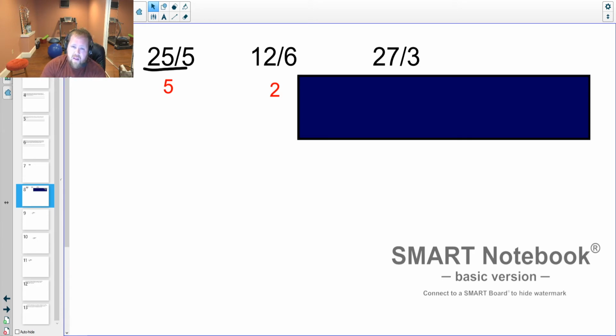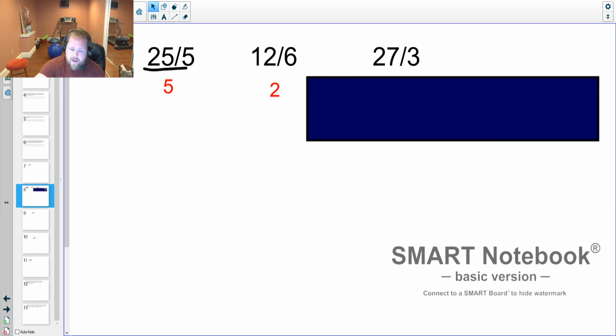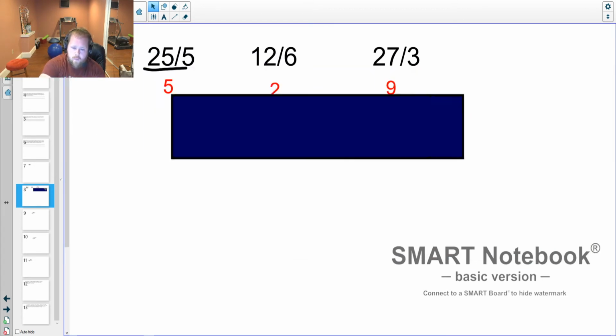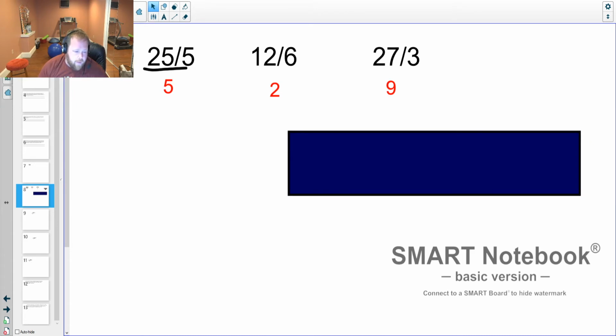Ooh, this one might be a little tough. Oh, no? You think it's not? 27 divided by 3? Or what times 3 equals 27? You're so smart. It is 9. Good work. Let's do that again. All right, well done.